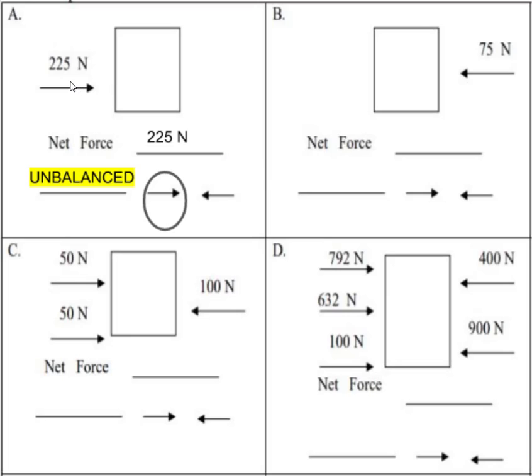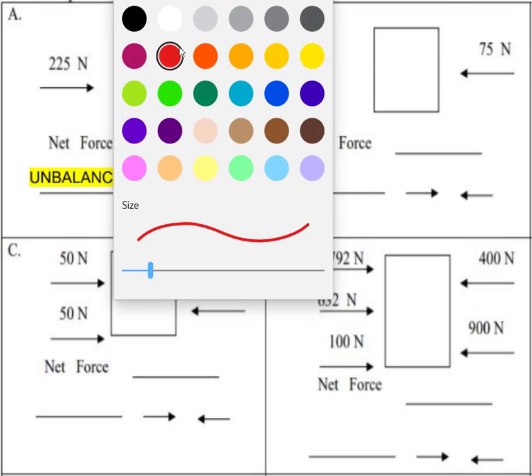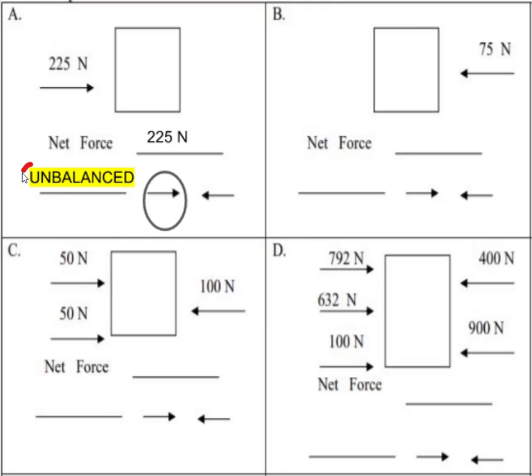Example A is already completed. You can see that there's a force pushing to the right that has 225 newtons, and there's no force pushing to the left, which tells us that this is unbalanced because the forces are not canceled out. The net force is simply 225 newtons because that's the only force acting on the object and is pushing it to the right, so we'll select the vector to the right.